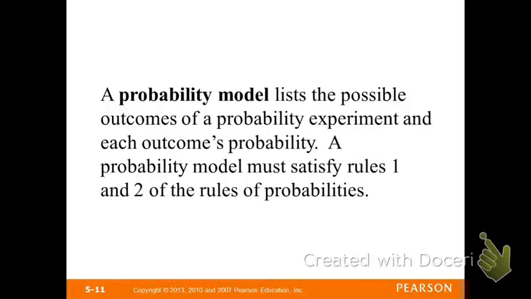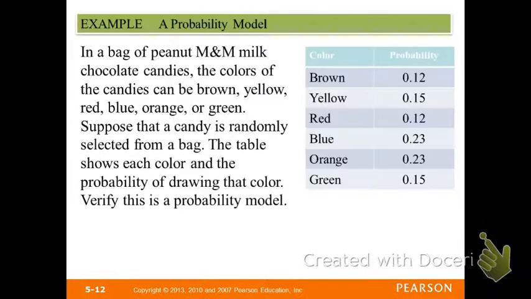A probability model lists all the possible outcomes of a probability experiment and each outcome's probability. The probability model must satisfy rule 1 and rule 2. I think we may have an example of that next, and we do. Okay, so here's a probability model.